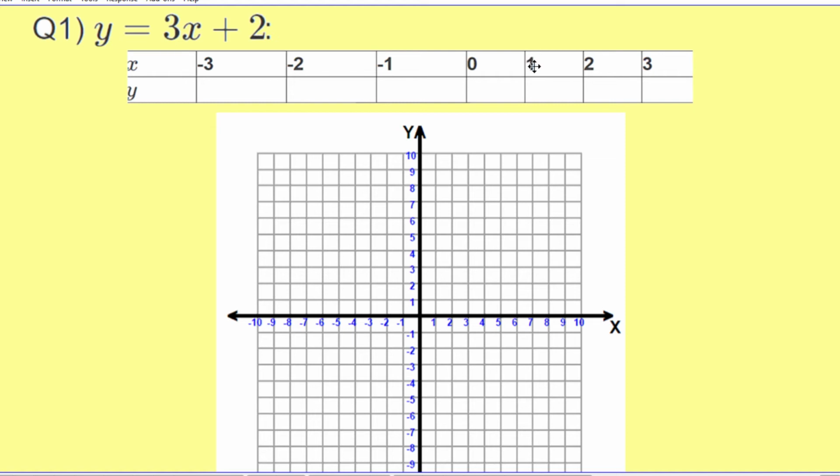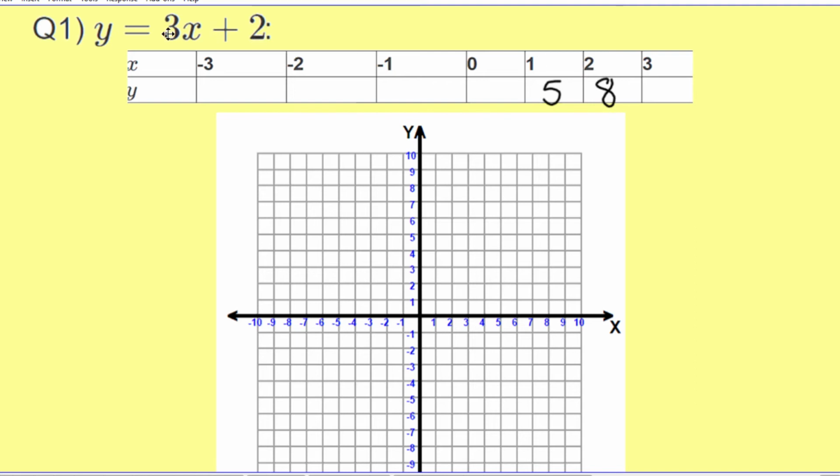So I've got to do 1 times 3, because x is 1 here. In this first box, x is 1. So 1 times 3 is 3. Then I add 2, so that's going to be 5. This next box is going to be 2 times 3, add 2. 2 times 3 is 6, add 2 is 8.